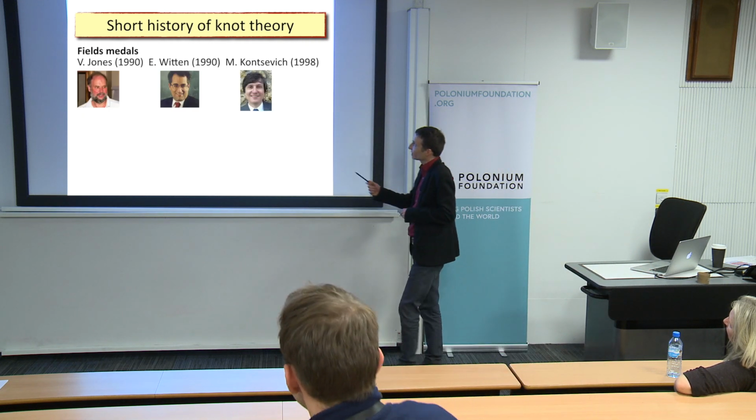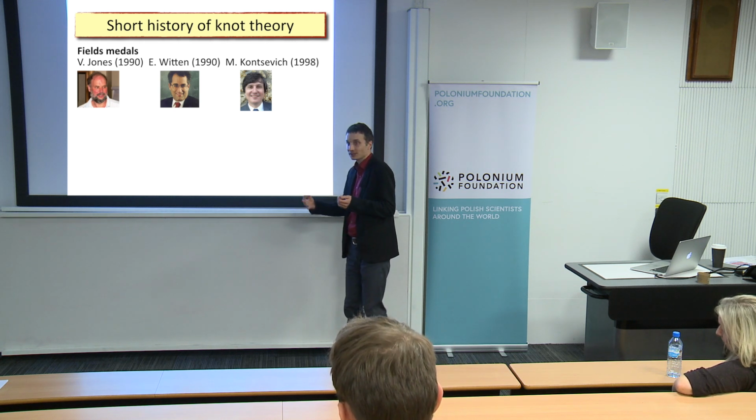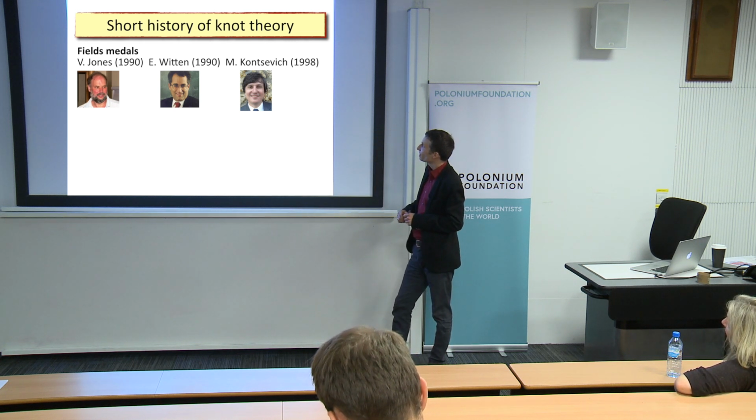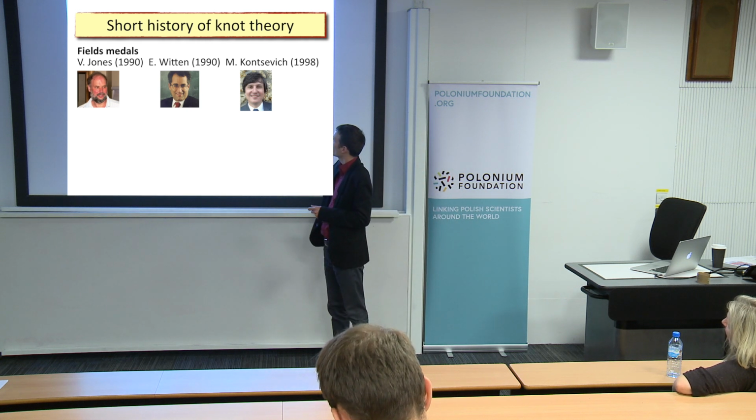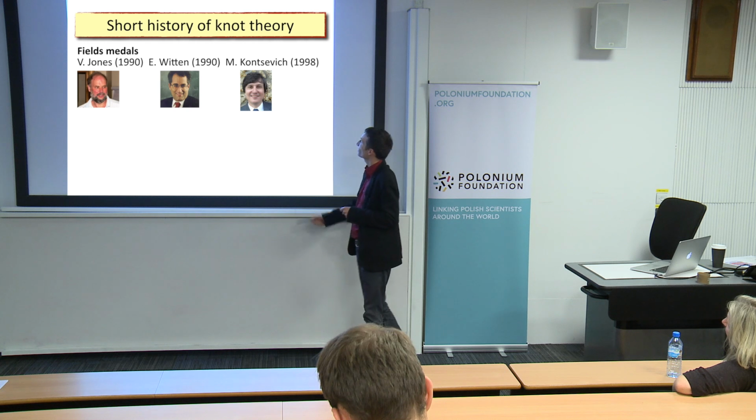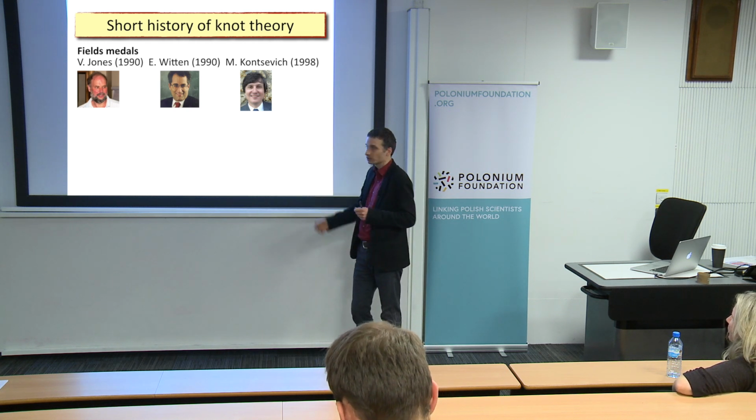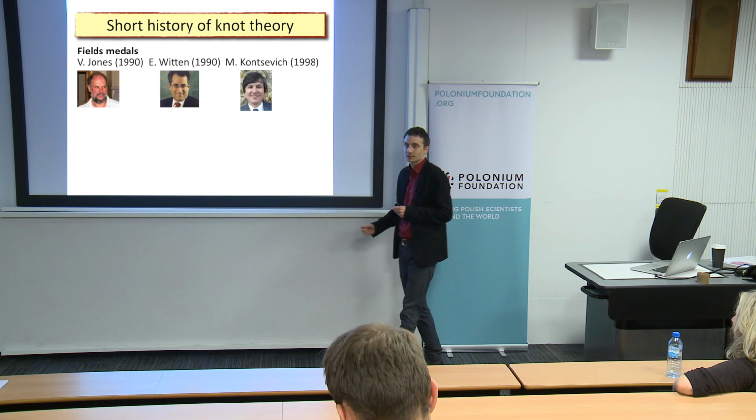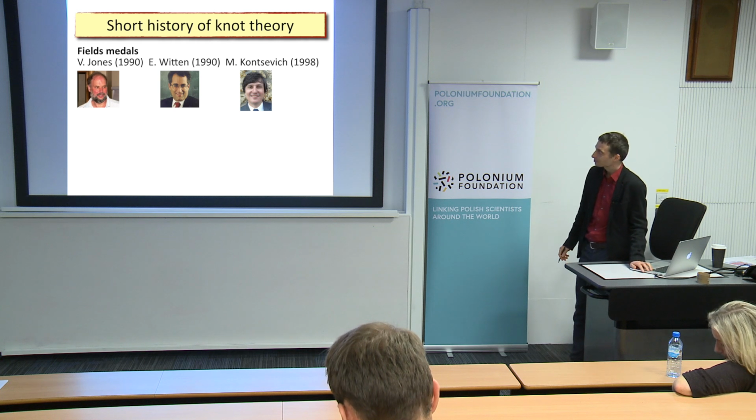And I already mentioned that this mathematician Jones got the Fields Medal for finding the Jones polynomial. Also, two other scientists got the Fields Medal: Edward Witten, who is a physicist in fact, and Maxim Kontsevich, a mathematician. They all got this Fields Medal for some work related in some way to knot theory. So this somehow shows that this is an important field of mathematics.